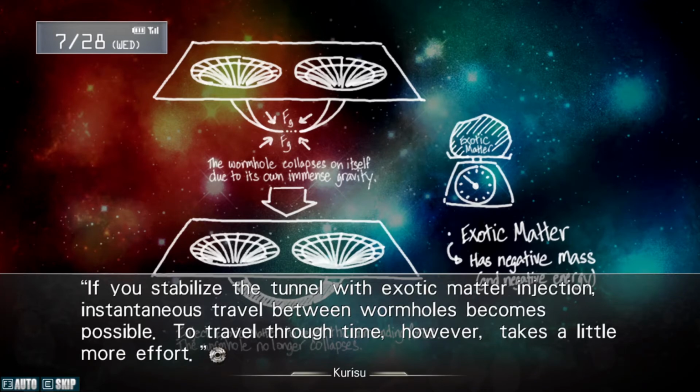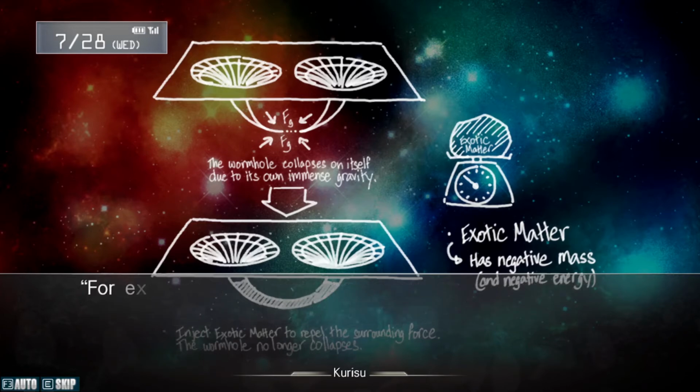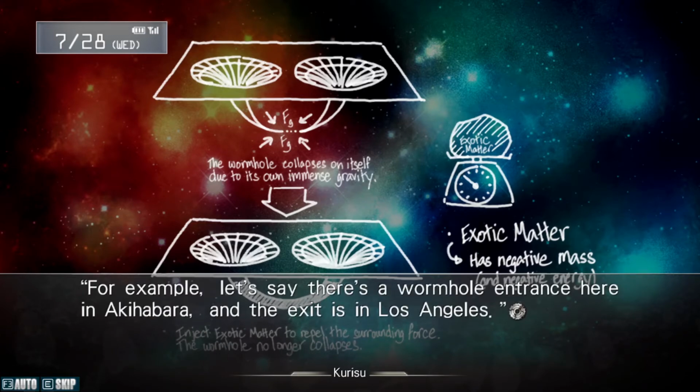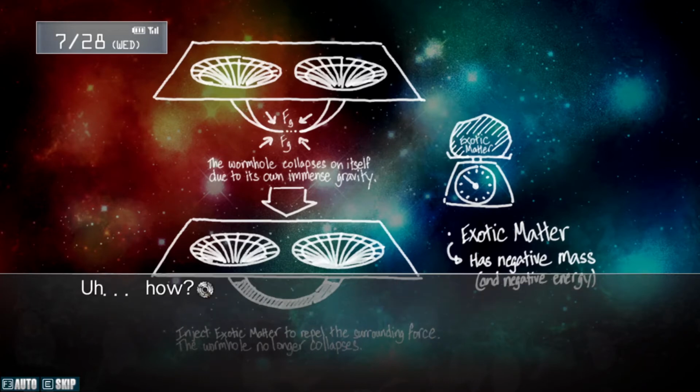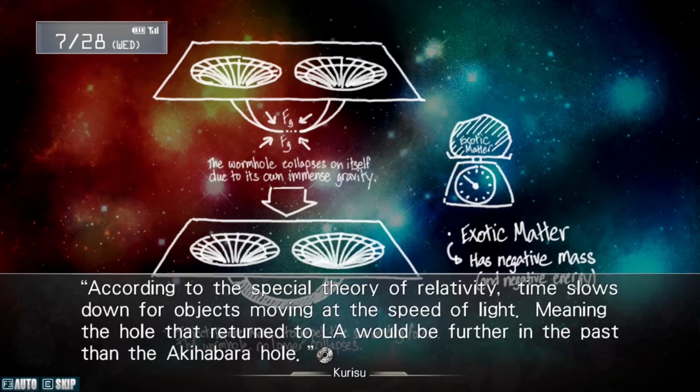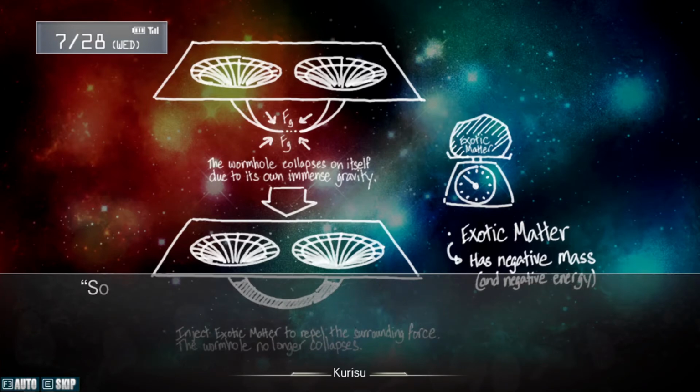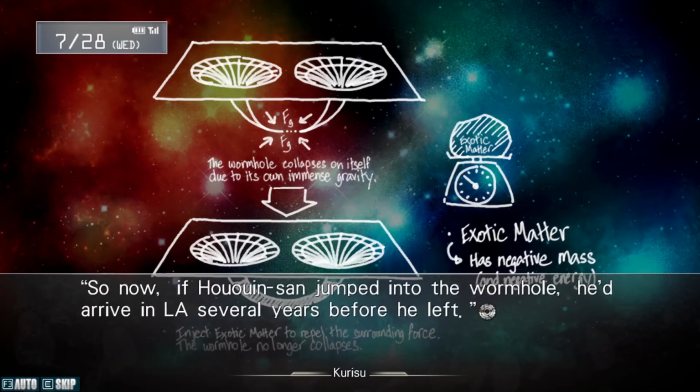To travel through time, however, takes a little more effort. For example, let's say there's a wormhole entrance here in Akihabara, and the exit is in Los Angeles. First, we send the wormhole in LA all the way to the end of the universe at near the speed of light, and once it's there, we yank it back to LA. How? According to the special theory of relativity, time slows down for objects moving at the speed of light, meaning the hole that returned to LA would be further in the past than the Akihabara hole. So now, if Hoenn-san jumped into the wormhole, he'd arrive in LA several years before he left.